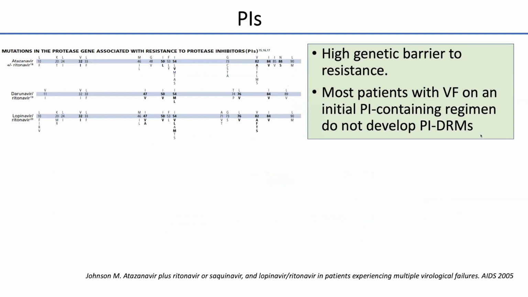The 3 commonly used boosted protease inhibitors, lopinavir, atazanavir, and darunavir, have high genetic barriers to resistance. In fact, most patients with virological failure on an initial PI-containing regimen do not develop PI-associated drug resistance mutations. Because the three most commonly used boosted PIs have been used to treat patients who failed other PIs in the past and have PI resistance mutations, there are some data on the clinical significance of different fold reductions in susceptibility.